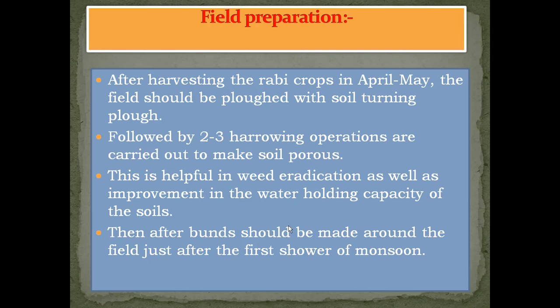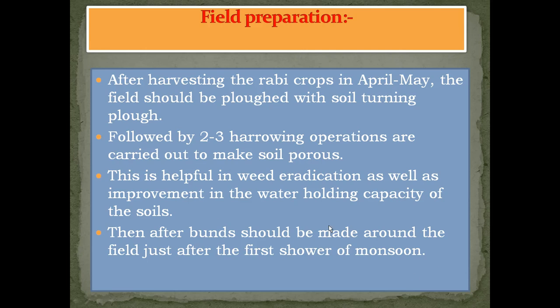Then after that, the bunds should be made around the field just after the first shower of monsoon. That is to hold the water, to make the soil saturated, or to improve the water holding capacity of the soil. That's why the bunds should be repaired or sealed with the help of soil, and then to hold the water within the field, that is to improve the saturation or the water holding capacity of the soil.